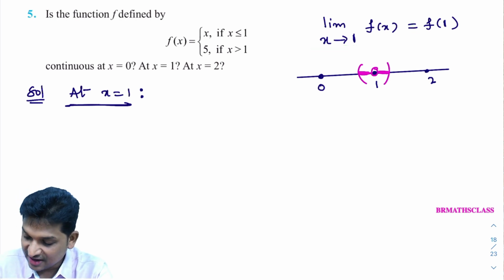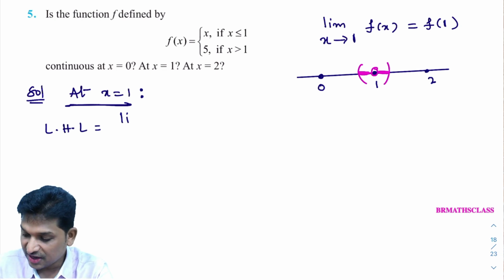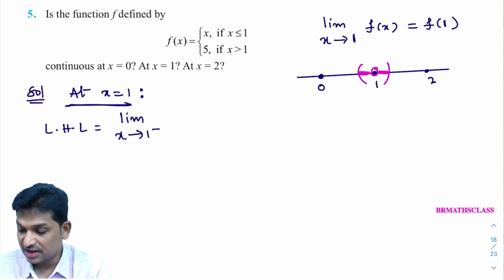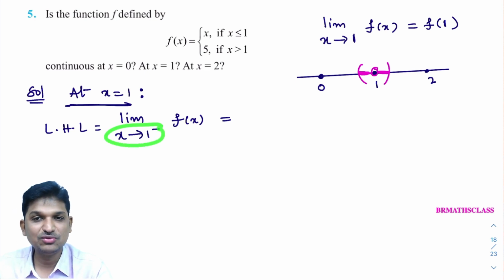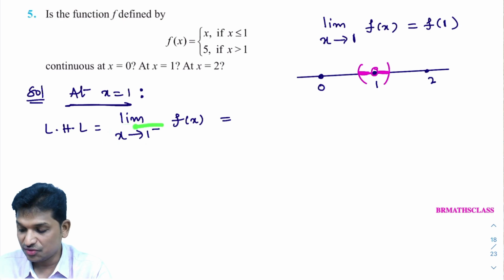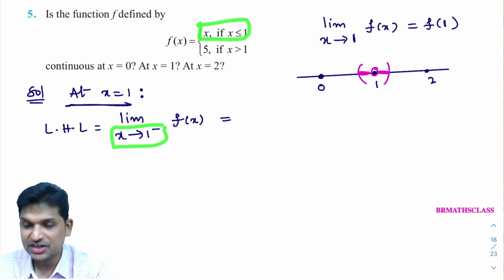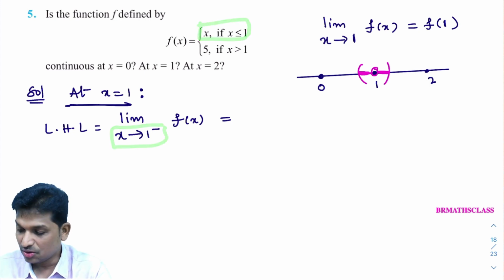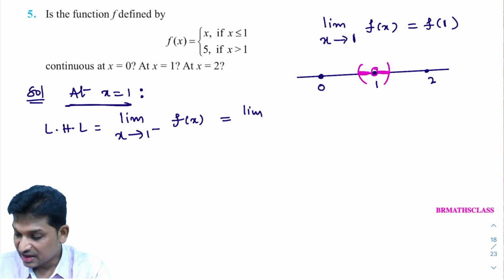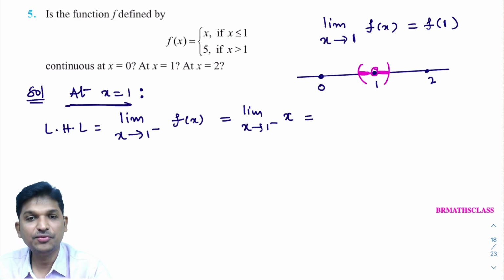Left hand limit. How to write the left hand limit at x equal to 1? Limit x approaches 1 from left, f of x. This is the symbol. X approaches 1 from left means all x values are less than 1. This is what we learned in the first class. When x values are less than 1, which function to choose? We need to choose the first function. This is very easy, correct? So, limit x approaches 1 from left, f of x is x.